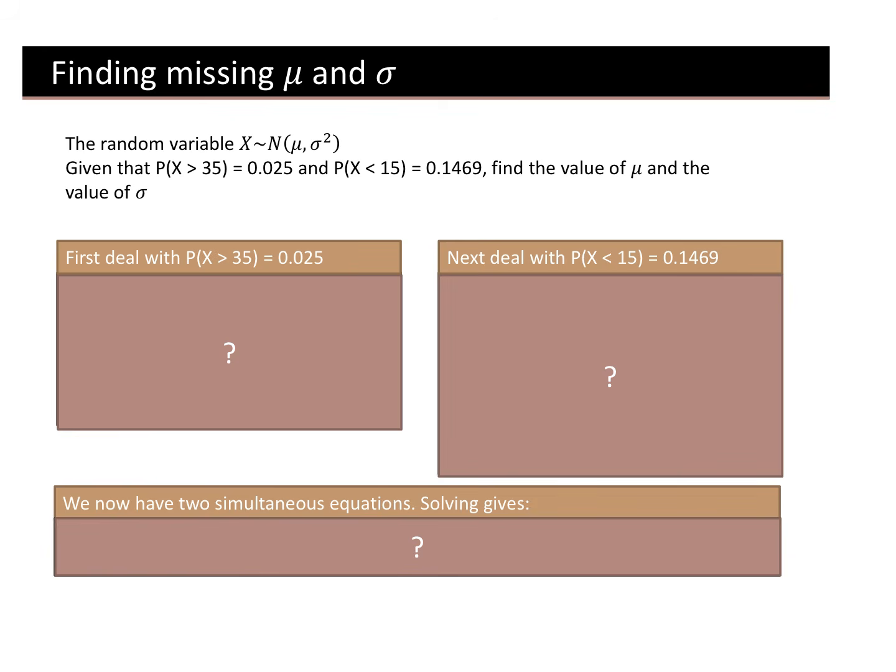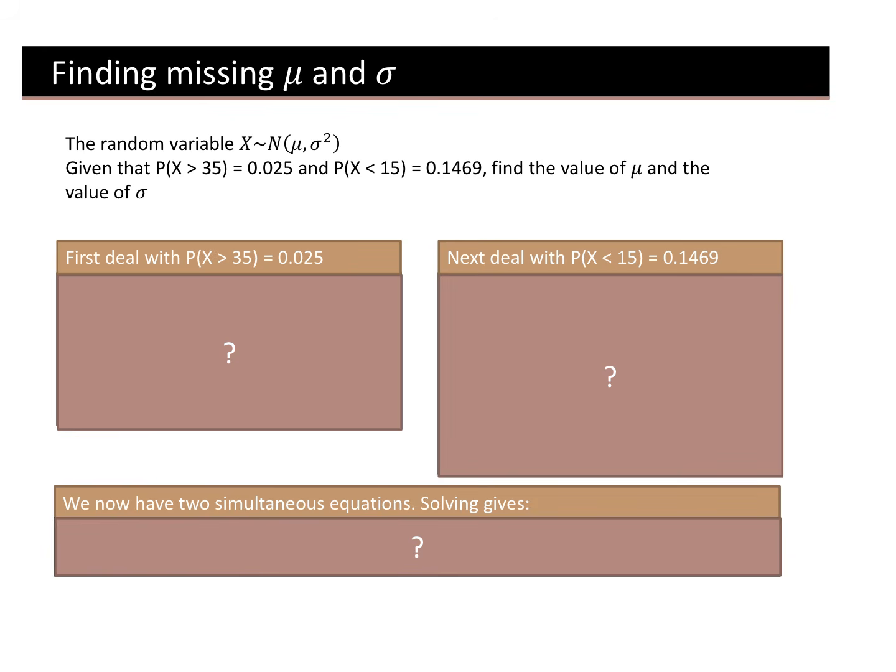Well, actually, it's the variance, sorry. But anyway, it says, given that the probability of x being greater than 35 is 0.025, and the probability of x being less than 15 is 0.1469, find the value of the mean and the value of the standard deviation. So, first thing we should be thinking, if we've got two unknowns, probably going to have to do a simultaneous equation somewhere. Okay? So we've been given two equations. We're going to go as far as we can with these two equations.